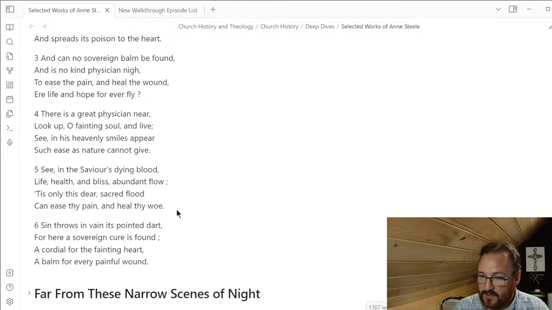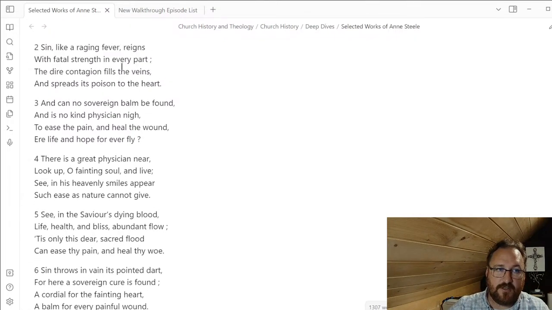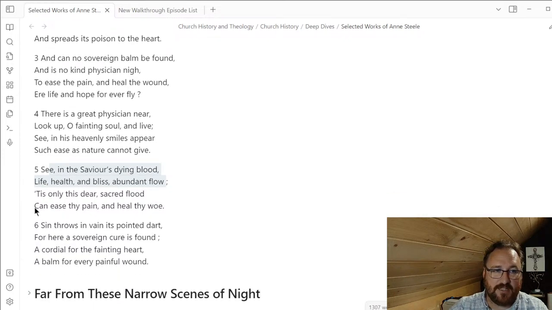His dying blood leads to her lifeblood, right? You had the poison that spreads through the veins and into the heart, and here she parallels it with the Savior's dying blood that brings life as it flows. Again, this antithetical back and forth is just beautiful poetry. I mean, the way that she expresses that the raging fever reigns because, well, sin is the raging fever. It reigns with fatal strength in every part. The dire contagion fills the veins and spreads its poison to the heart. That flow through the blood is what's killing her. And then she comes down here and says, the dying blood from the Savior flows and it brings her life. Right? It's just great poetry. I love it. 'Tis only this dear sacred flood that can ease thy pain and heal thy woe.